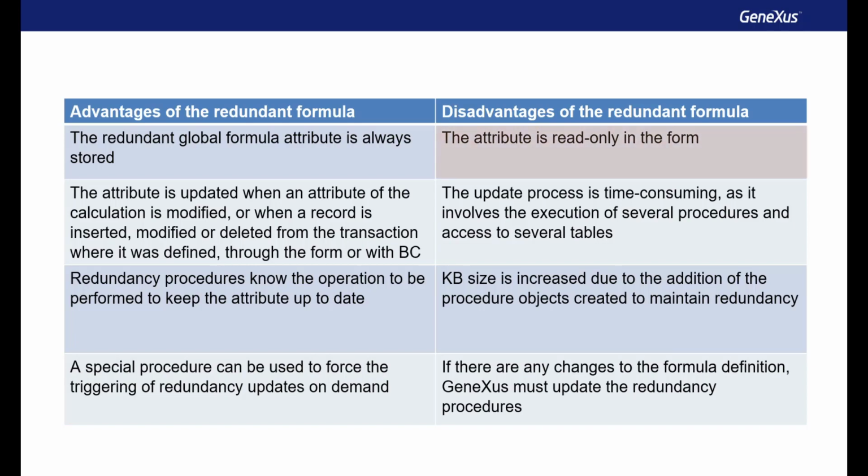The disadvantages are: the attribute is read-only in the form of the transaction where it was defined. Even though with redundancy it's stored, we cannot edit it. The redundancy update takes a long time, as it involves running several procedures and usually accessing several tables. When a formula attribute is defined as redundant, the size of the KB is increased due to the addition of the procedures created to maintain redundancy. And, if anything in the formula definition changes, GeneXus must keep the redundancy procedures up to date.